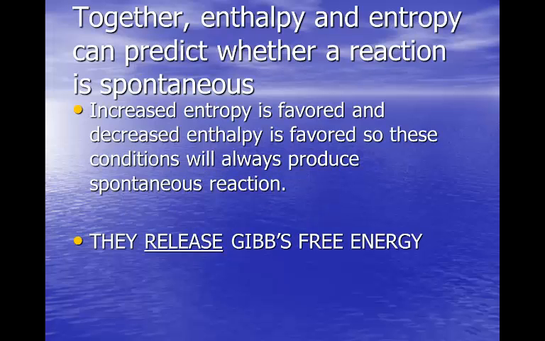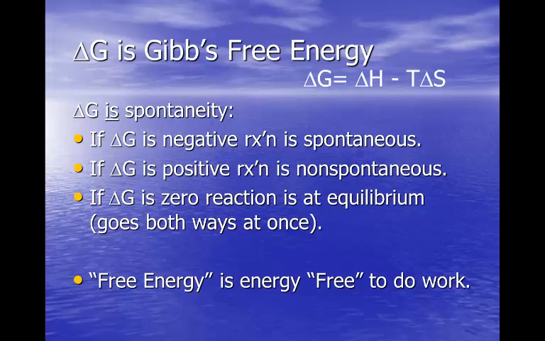Okay. So, enthalpy and entropy together predict whether a reaction is spontaneous. If you have increased entropy, that's positive delta S, that's a naturally favorable condition. Decreased enthalpy, that's exothermic, favored condition. Those two together will always make a spontaneous reaction. Why? New term: they release Gibbs free energy. So now I've got to tell you what that is.